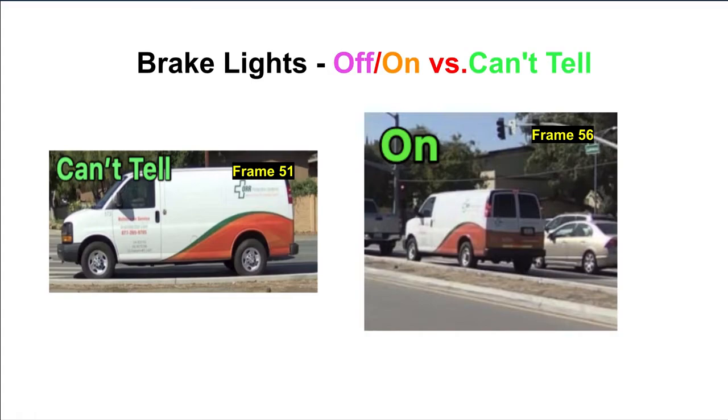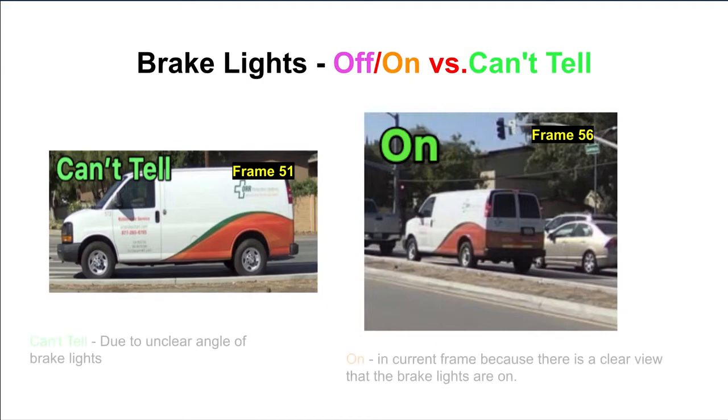We might know for sure that the car was braking, but it's based off of what you're able to see. So in the left image where we have a perpendicular view of the van, we don't know for sure whether its brake lights are on or off because it's hard to tell. But in the later frames where we can clearly see the back of the vehicle, we want to select on for that frame.